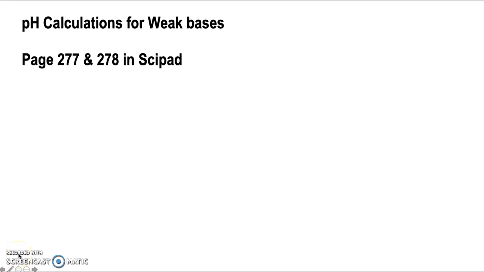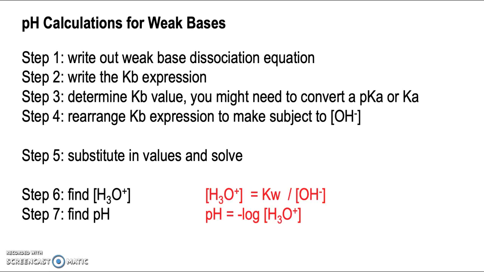This video will show you how to calculate the pH of a weak base. The steps are very similar as if you were to calculate the pH of a weak acid. Just a few subtle differences. You're going to be working with a base, so you'll need a Kb expression, which means you're going to need a Kb value. From there, we're going to find the hydroxide concentration and then solve the equation.